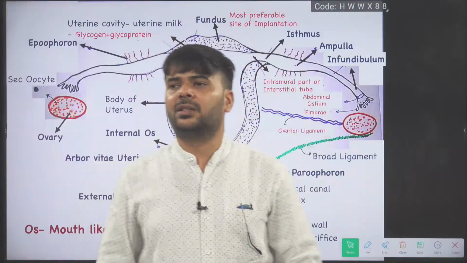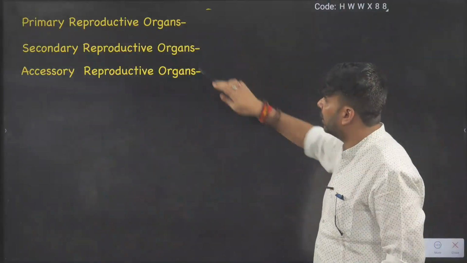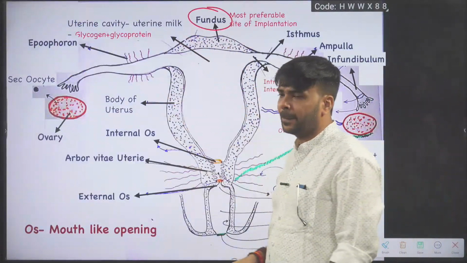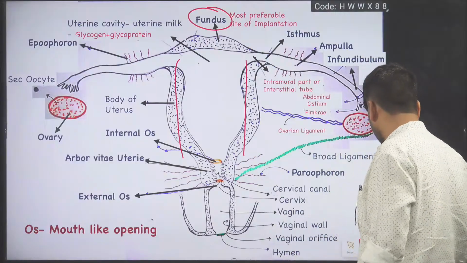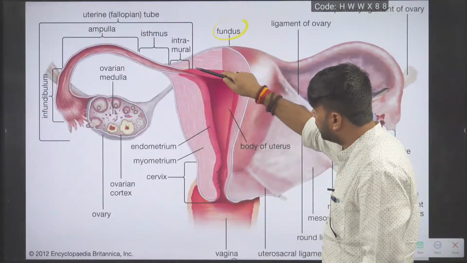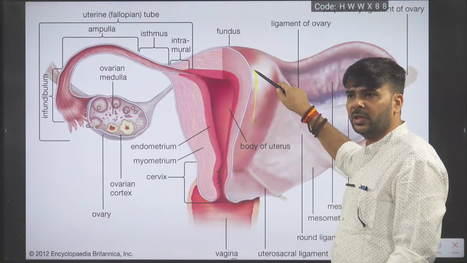This inverted pear-shaped structure, okay, the upper part is called the fundus. This area is called the body. Fundus and body. Here you can see this is called the fundus. This is called the body of the uterus. This area is the body of the uterus.